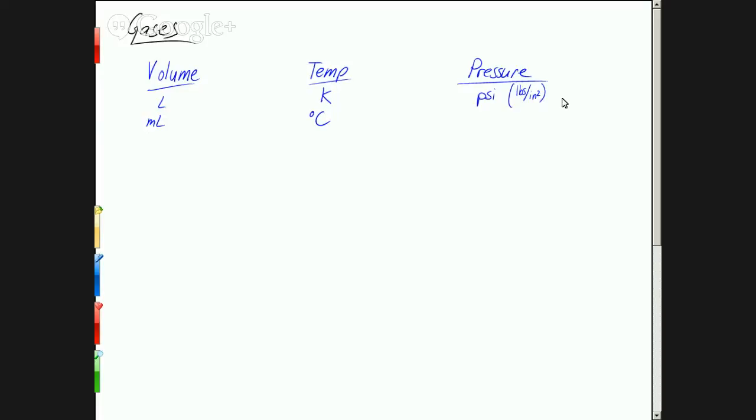Versus hot pressure. Right, which means that if you want to set your tire pressure properly, you always measure it when it's cold. The reason for that, as we'll get into later, well, we saw this yesterday. What happens when you cool something down? What happens to the pressure?